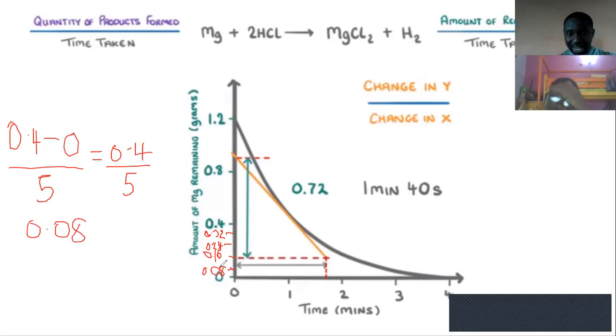That means each line here is 0.08. Now, if this is 0.08, add another 0.08 to give you 0.16. Add another 0.08 to give you 0.24. Add another 0.08 to give you 0.32. Add another 0.08 to give you 0.4. Add another 0.08 to give you 0.48. Do you understand what I'm doing?